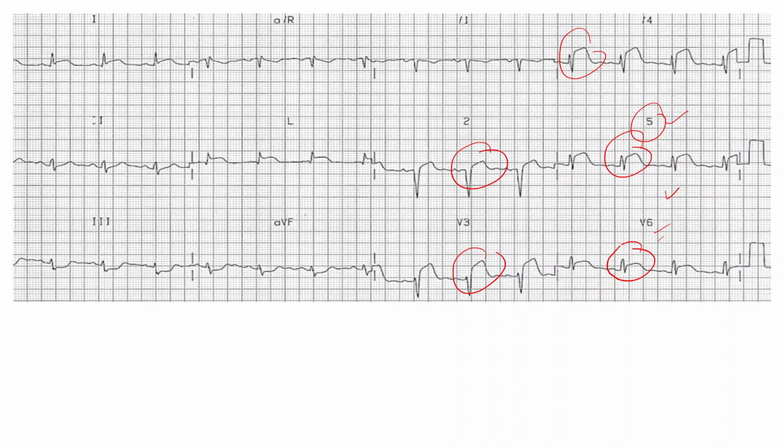So ST elevation in 1 and aVL tells us about the high lateral MI, and V5, V6 just lateral MI. Whenever there is V5, V6 involvement, you have to look at 1 and aVL to look for the entire lateral wall involvement. So if you see lead 1 here, there is ST elevation, and if you see aVL also, there is ST elevation.